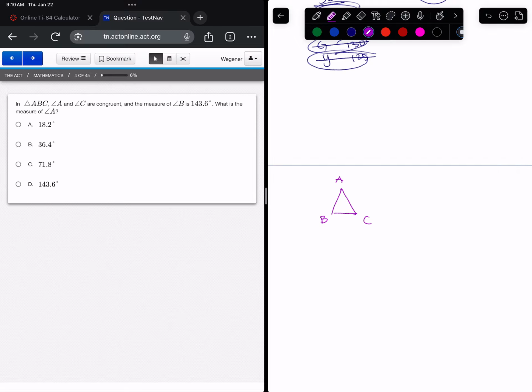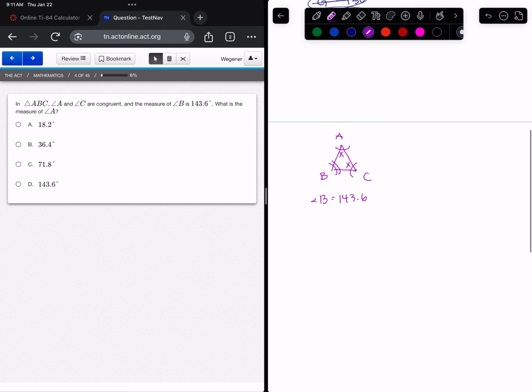Angle A and C are congruent, so A and C are the same, and angle B is 143.6. What is the measure of angle A? Well, I don't know what angle A is, but it is the same as angle C, so let's just put x because it's unknown, okay?